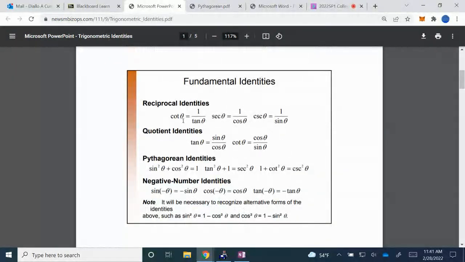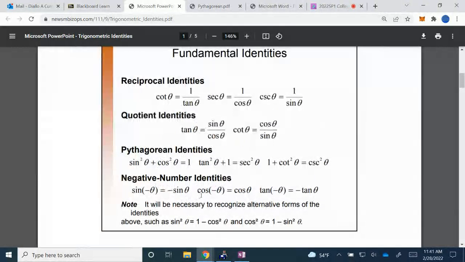Here are the reciprocal identities. Once again, the quotient identities. Here are the Pythagorean identities. And we talked about these negative number identities before. I couldn't quite find them, but here they are.